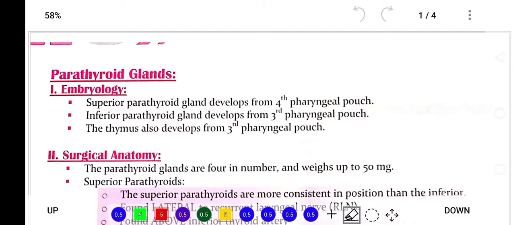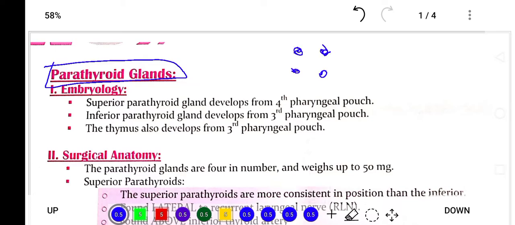Welcome to the short review series, and the topic we are now going to discuss is the parathyroid gland. The parathyroid gland is located behind the thyroid gland. These are two pairs of glands which are located behind the thyroid gland.